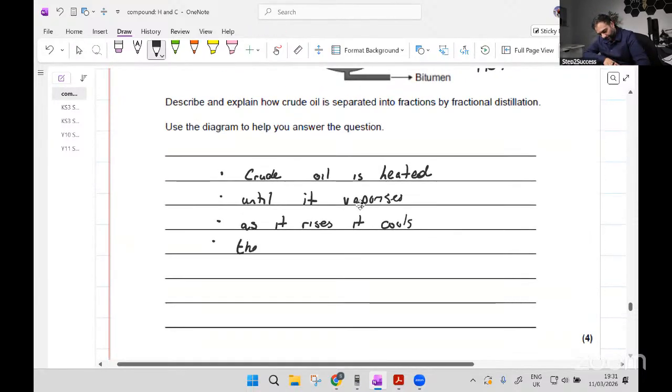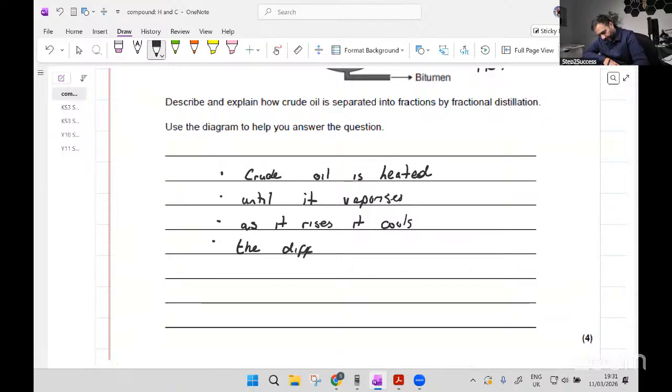So I want to say the different fractions, it's called fractional distillation, the different fractions have different boiling points. This might be the answer, by the way, to some of the other questions that you guys are asking me. If it says, explain the process of fractional distillation, this is the answer, so I won't repeat it.